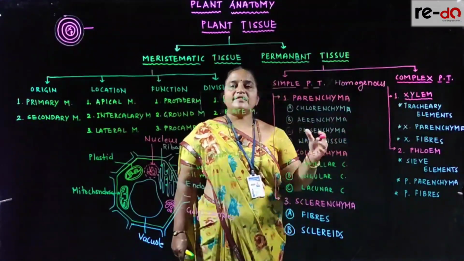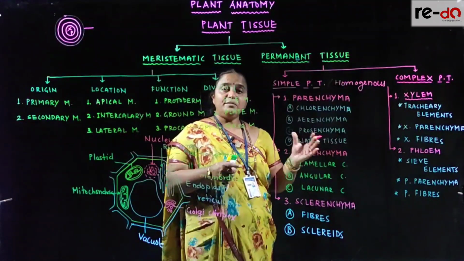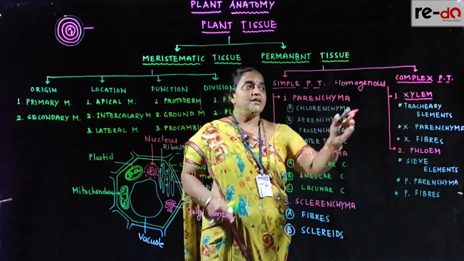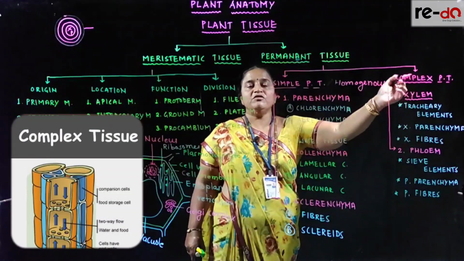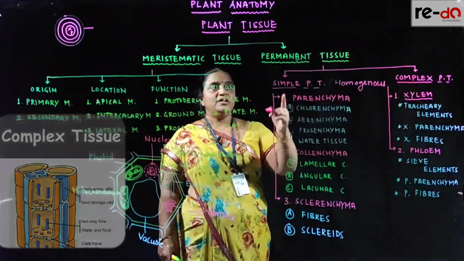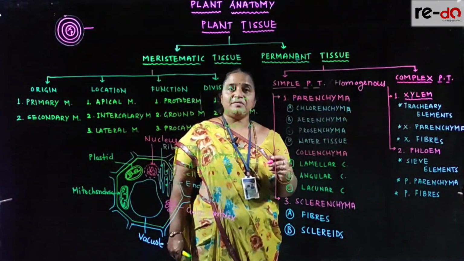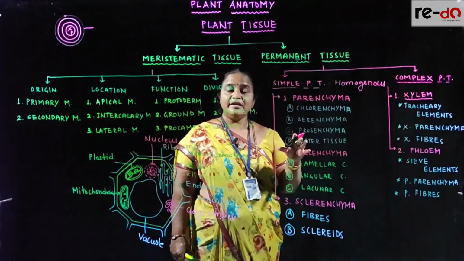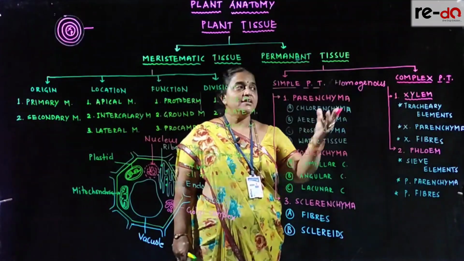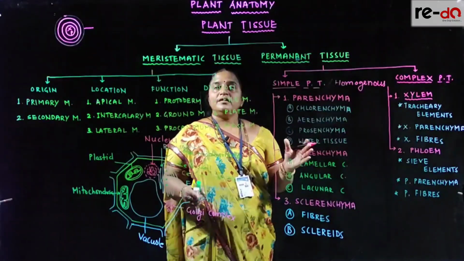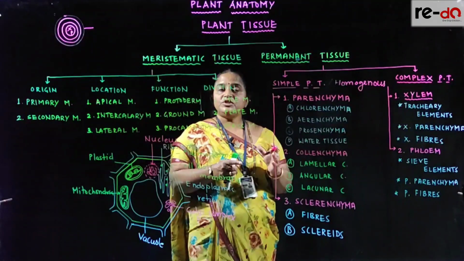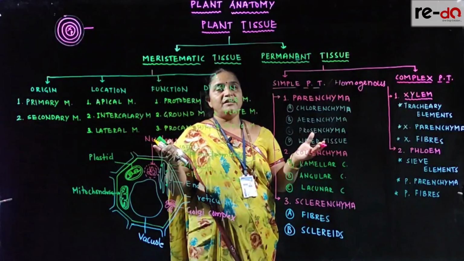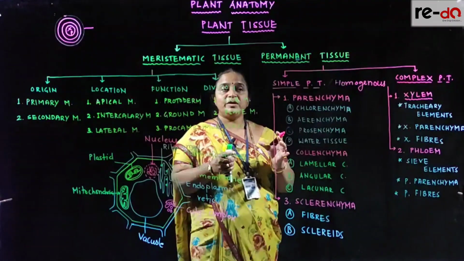And when the cells are of different types but come together to carry out some important function in the plant body, it is complex permanent tissue. It is also known as heterogeneous tissue. So permanent tissues are of two types. Simple or homogeneous means all cells are similar in size, shape and function, while complex tissue cells are from different origins and they work together. No doubt the functions may be different, but they work together as one unit.